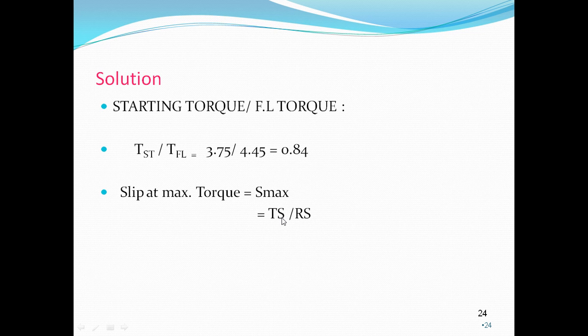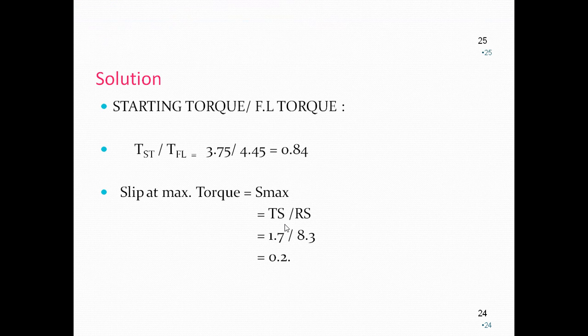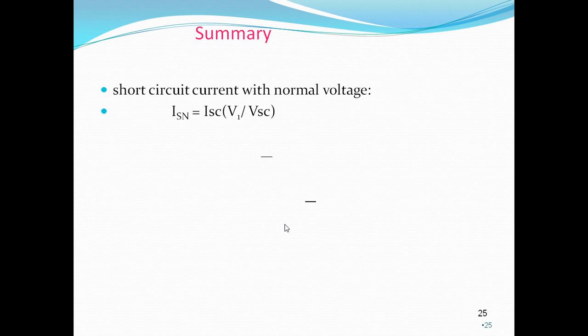So that is Ts by Rs. Measure Ts. How much is given? He has given 1.7 divided by 8.3. 1.7 by 8.3 gives a value of 0.2. After getting this, short circuit current ISN is equal to ISC into V1 by VSC.